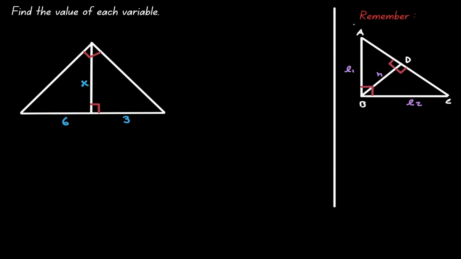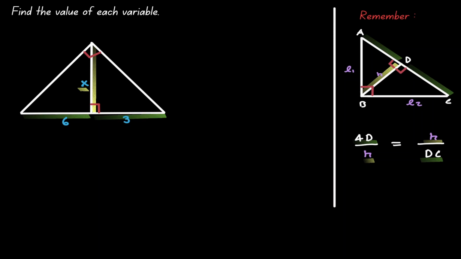Let's start by identifying the unknown. In this case, the unknown x is the length of that altitude. But remember that the altitude, we can think about it as a geometric mean, a geometric mean between the line segment AD and DC. Which, notice, is the same scenario as we have in this example, where H can be seen as the location of x, and AD can be seen as the length of 6, and DC can be seen as the length of 3. So now we can set this up.